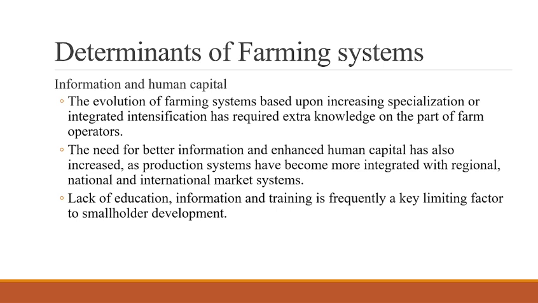Another determinant factor is information and human capital. The evolution of farming systems based upon increasing specialization, or integrated intensification, has required extra knowledge on the part of farm operators. For example, before civilization, people used to do simple things on the farm, but now people are advanced and are using even drones to spray chemicals in the field in order to control diseases. Lack of education, information, and training is frequently a key limiting factor to smallholder development. So, information, knowledge, and capital are very important because they help farmers to choose which farming system to use.